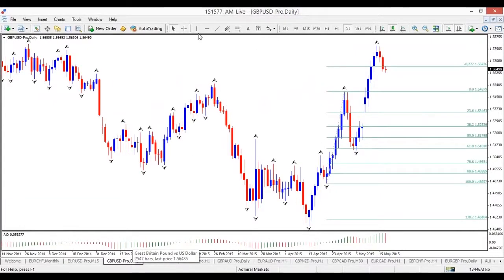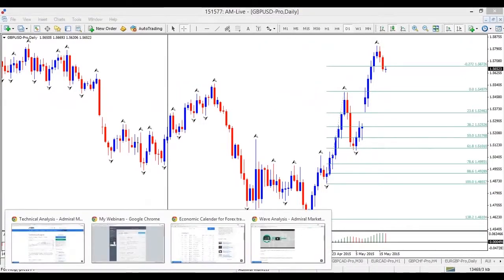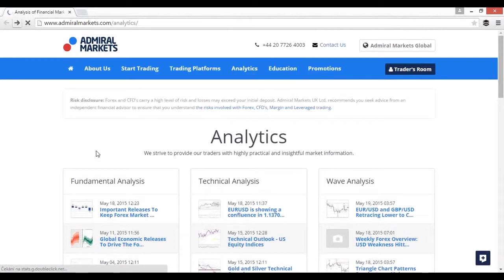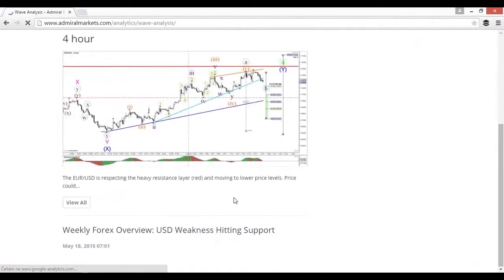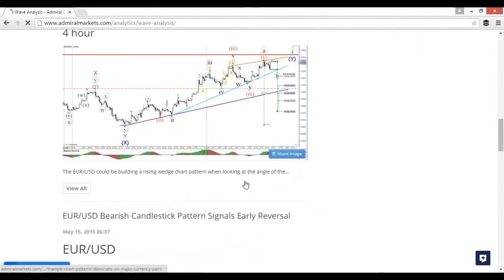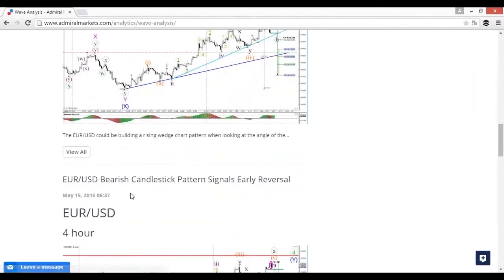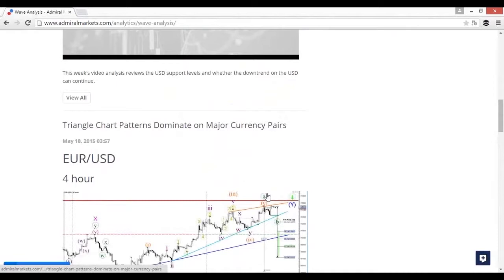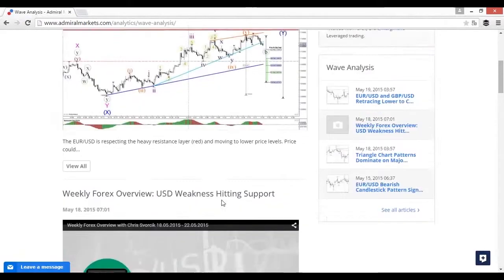Now the pound dollar, I was also expecting, for those that were looking at wave analysis, perhaps today. I was already saying, sorry. Let's see, euro dollar bearish candlestick pattern signals early reversal. That was also actually valid for the pound dollar. Let's take a look.